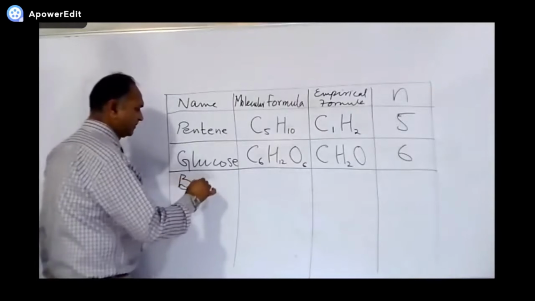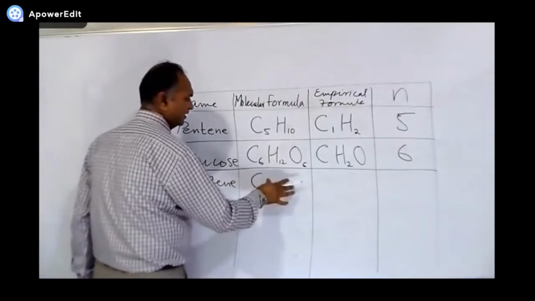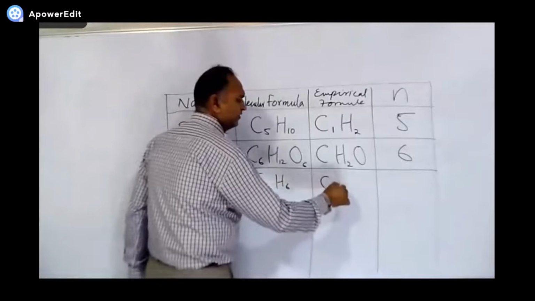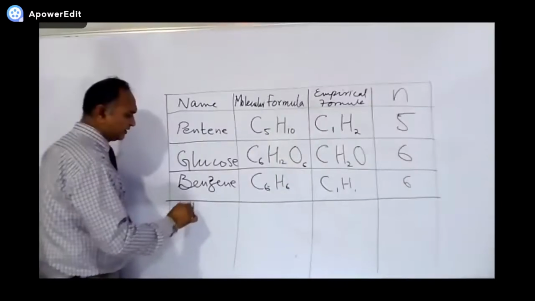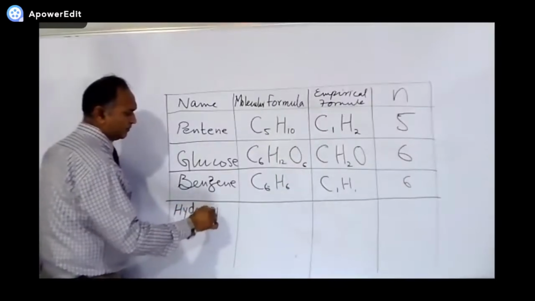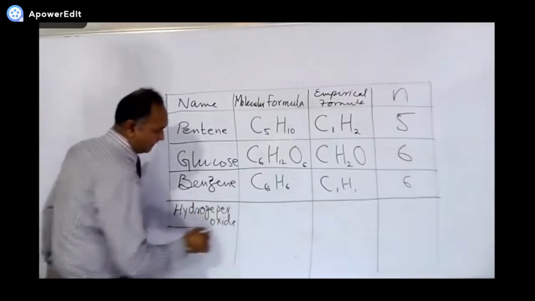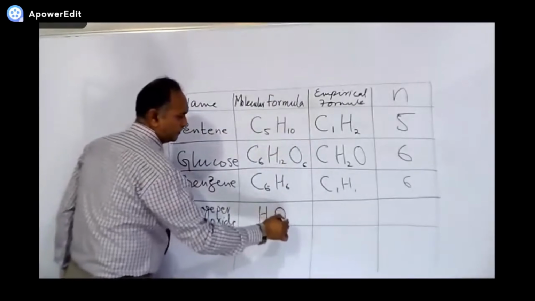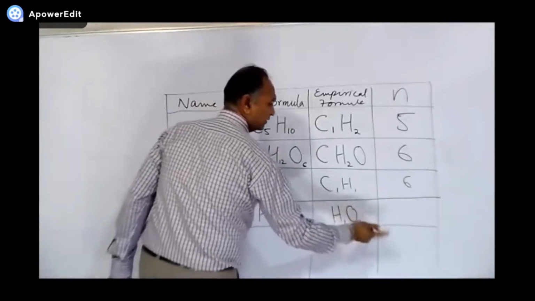Benzene. C₆H₆. Simplifying, C₁H₁. n is 6. Hydrogen peroxide. H₂O₂. 2 on the 2, 2 on the 2. H₁O₁. Or simply HO.